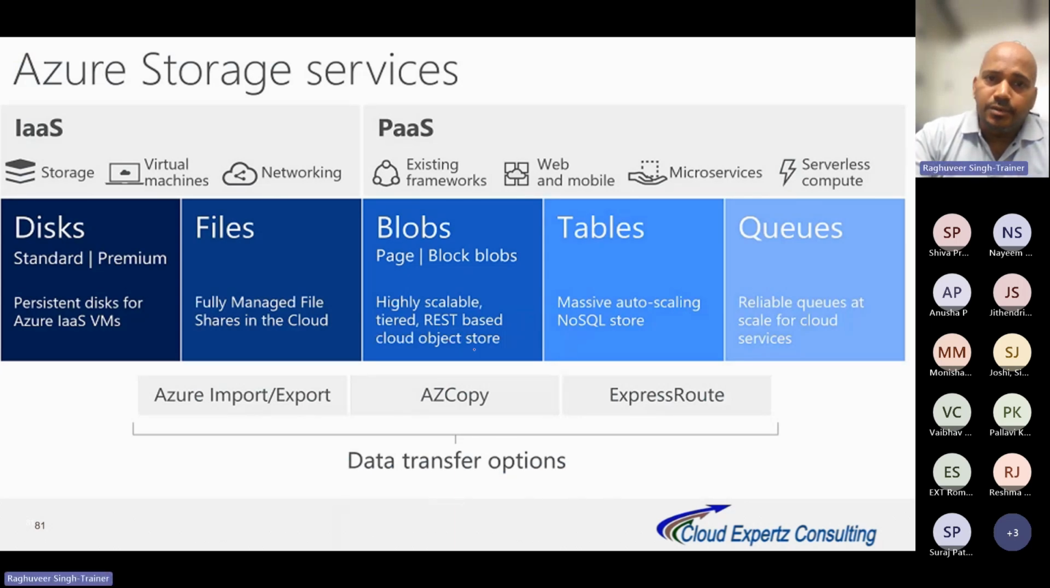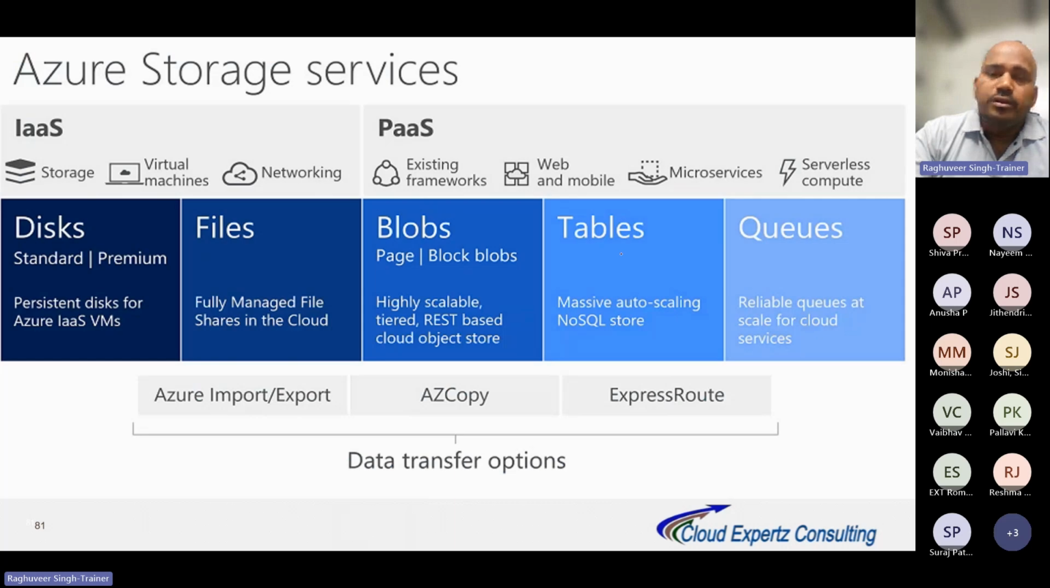REST-based cloud object storage. REST basically is an API through which you can have your applications configured to communicate with storage service in Azure and either dump data into storage service or read and write data from and to storage service. That's what REST-based object storage. So that's blob.